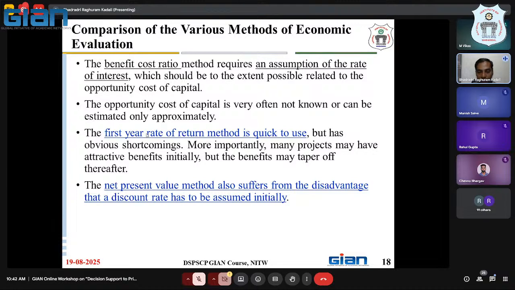Again, the first year rate of return method is quick to use, like the B by C, but it can have obvious shortcomings because the attractive benefits can be seen initially compared to the other periods. And the net present value method also suffers from the disadvantage of the discount rates. Mostly all the methods use the discount rate in their formulas, so obviously there are shortcomings with respect to these methods.